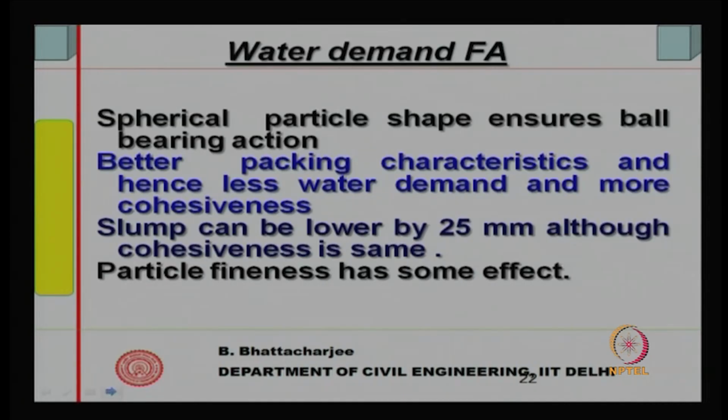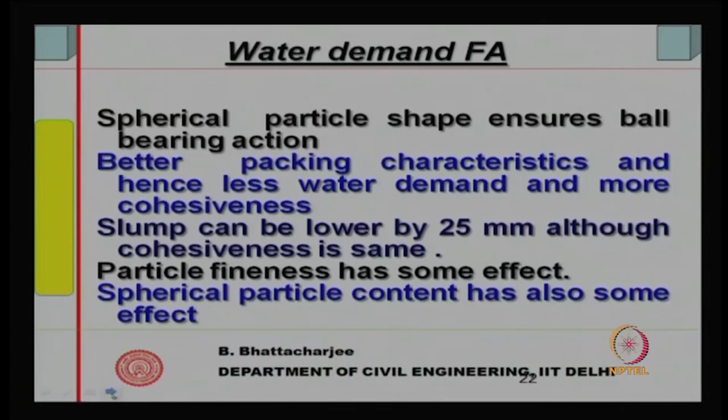Particle fineness will have some effect. The finer the particle, the more the water demand would change accordingly. In fact, one of the ways of measuring fly ash is the percentage of particles passing through 45 micron, or the percentage of particles retained on 45 micron. If passing through is more, that is a better fly ash, because that is finer, and fineness performs better, right. Spherical particle content has also some effect.